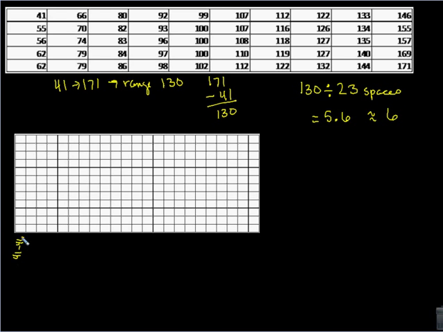So the first one will be 41 to 46. The 23 is how many spaces are on the graph, right? Yeah, how many spaces across the bottom of the graph. Then we have 47 to 52. And I'm going to stop recording and just fill this out really quickly. Each one being 6 spaces.